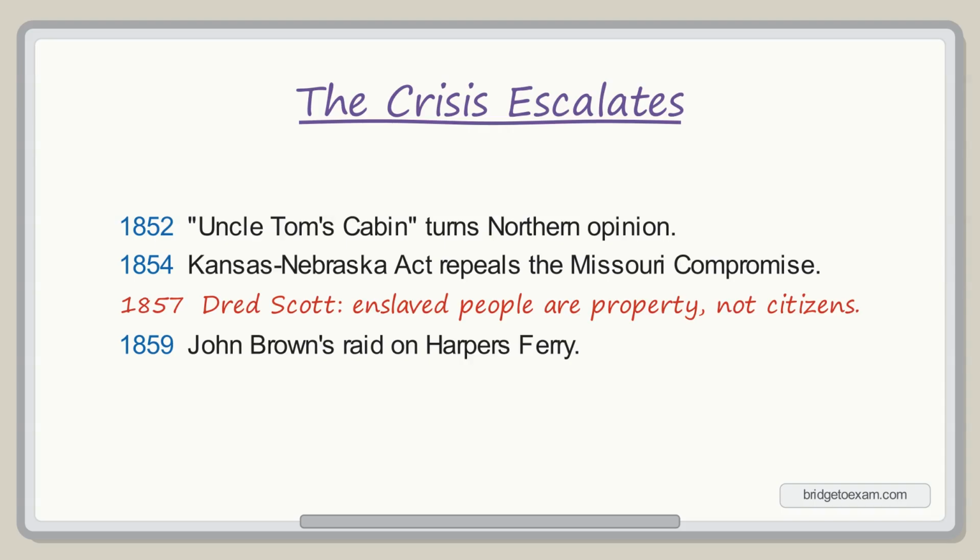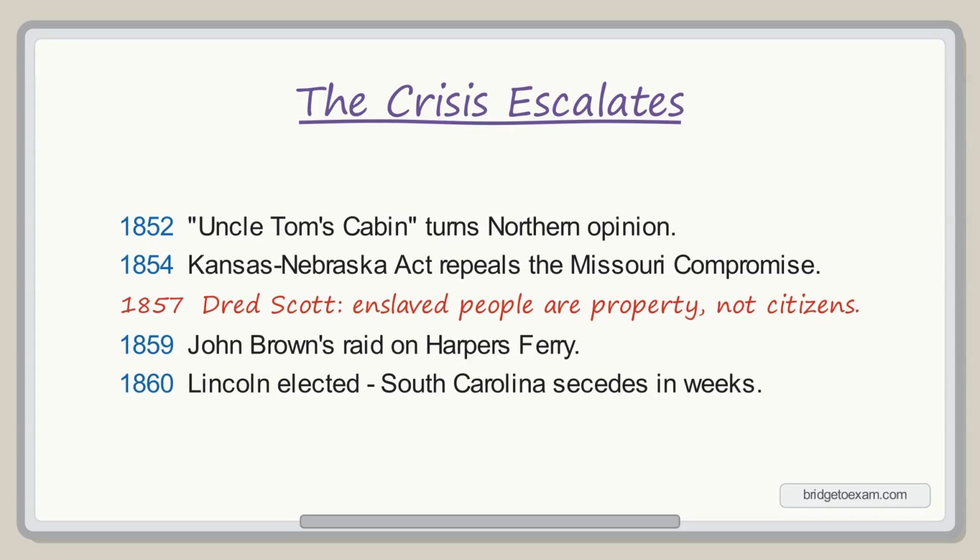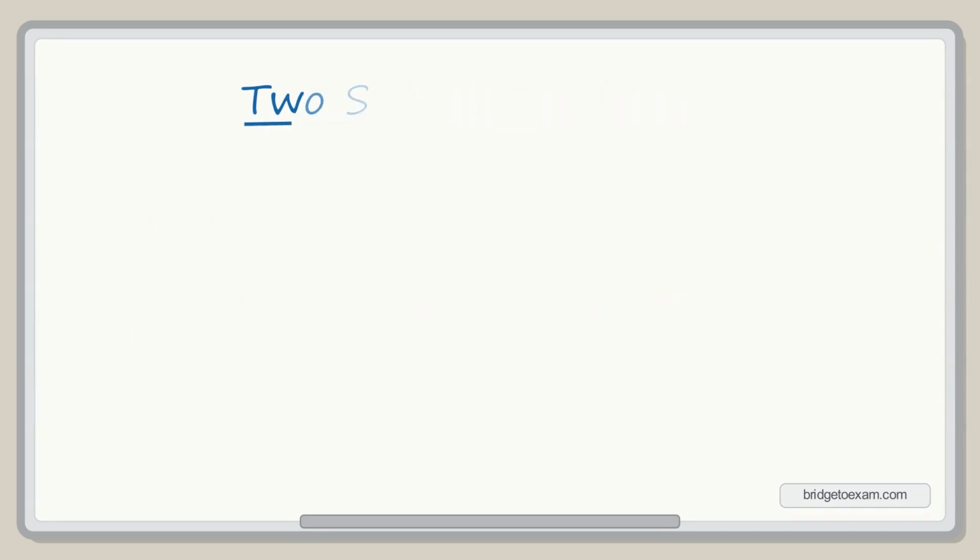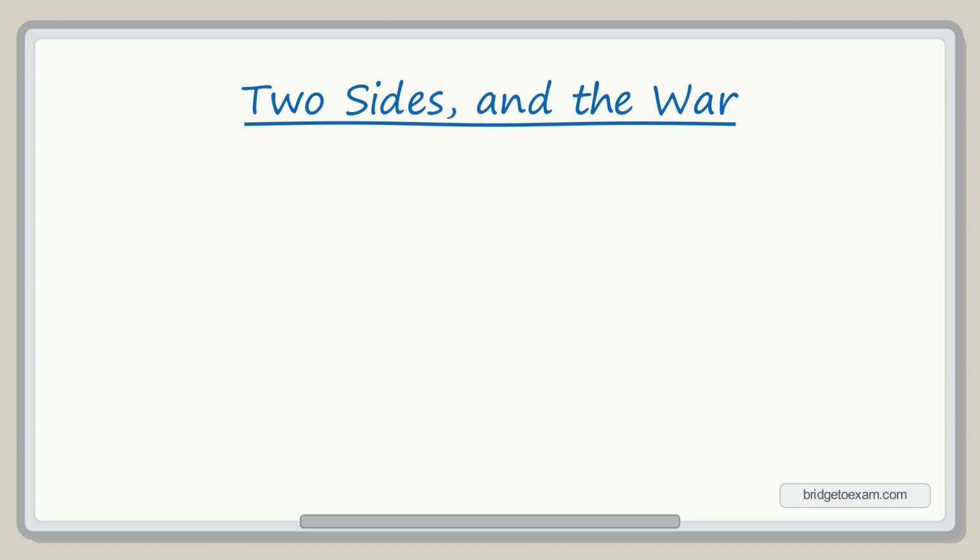Two years later, John Brown raided Harper's Ferry, hoping to spark a slave uprising. Finally, in 1860, Abraham Lincoln was elected without winning a single Southern state. Within weeks, South Carolina seceded, and the Union began to break apart. When Confederate forces fired on Fort Sumter in 1861, the war began.